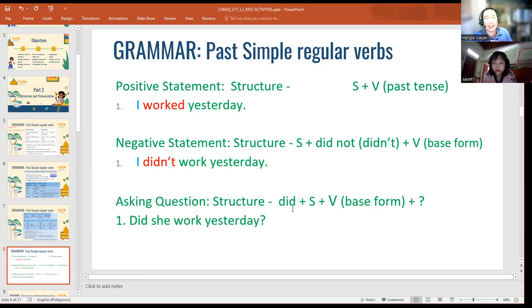Did, plus subject, plus the base form of the verb, plus a question mark. For example, did she work yesterday? So it should be did, plus the subject, plus the base form of the verb, and the signal word and a question mark.